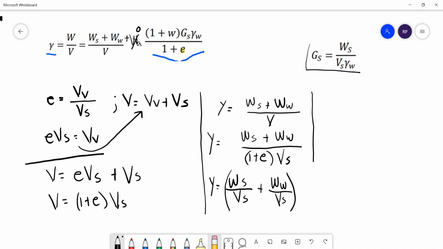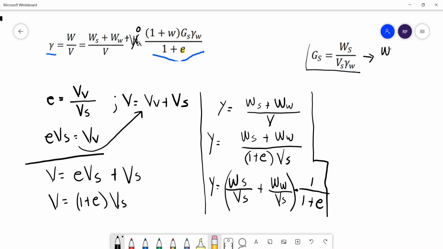So that is 1 all over 1 plus E. So multiplication. Okay, so linabas ko lang muna. And then, gawin natin tong WS all over VS. Okay. Transform natin to. Gawin natin WS all over VS.